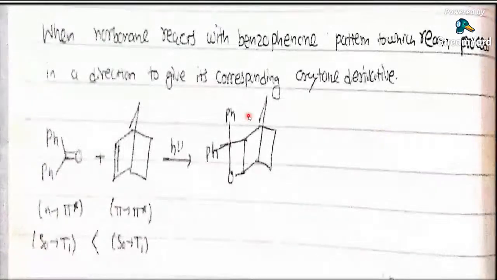Now, when norbornene reacts with benzophenone, the Paterno-Buchi reaction proceeds in a direction to give its corresponding oxetane derivative. So if benzophenone is reacting with norbornene, it will react in this way and you will get this species. This is the expected product.